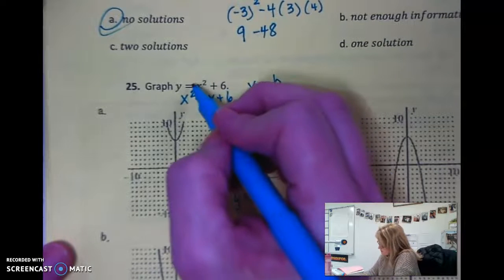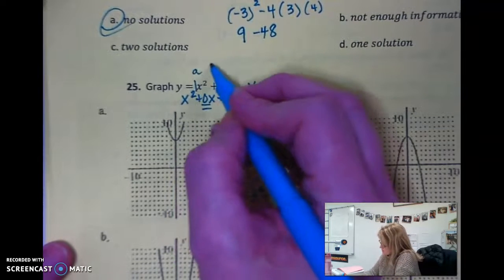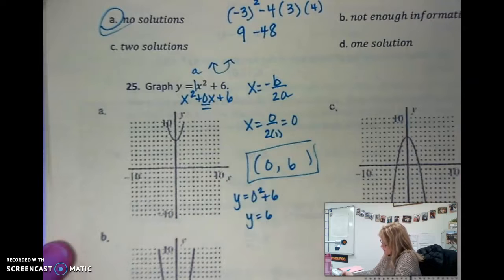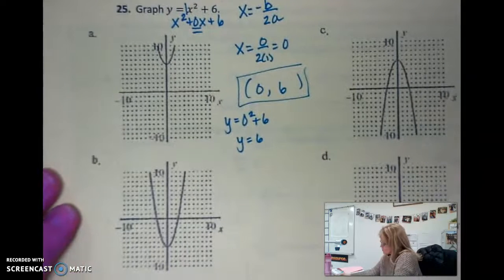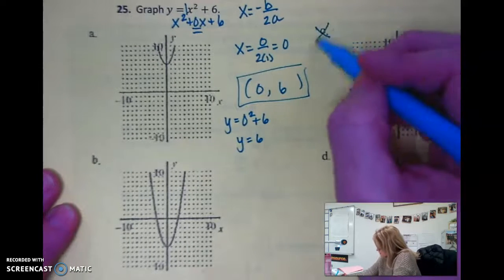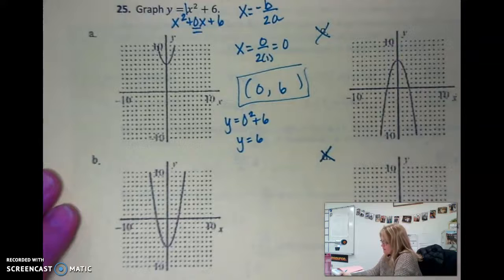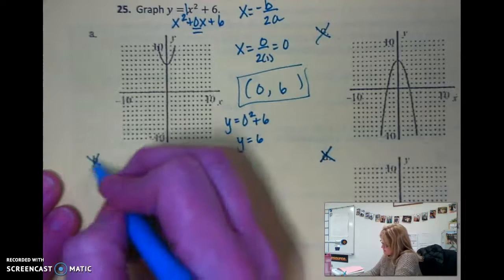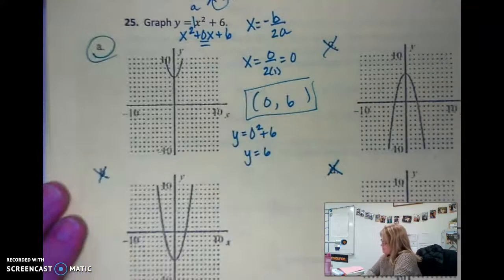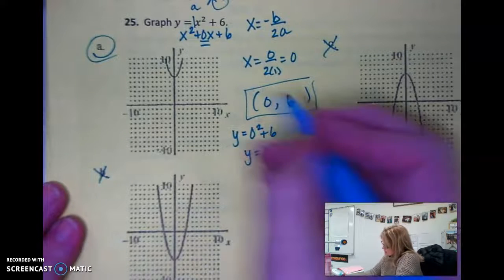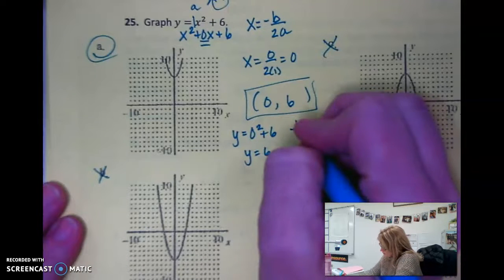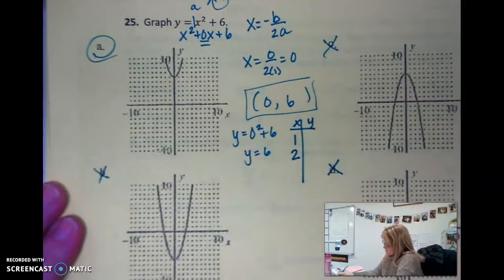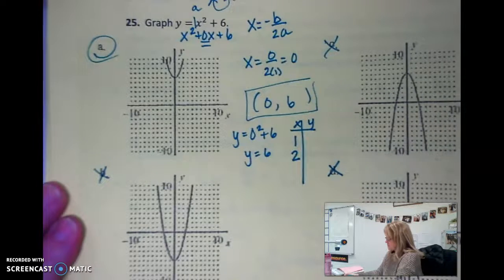I also know that A is positive, so my parabola is going to point up. Because this is multiple choice, I can eliminate C and D right away. And now I can eliminate B because this is the only one with a vertex of 0, 6. If you needed to keep going, remember you can make the T-chart and find the other points.